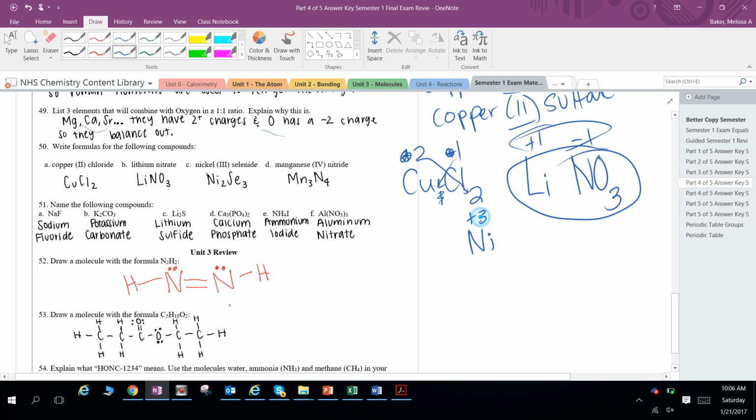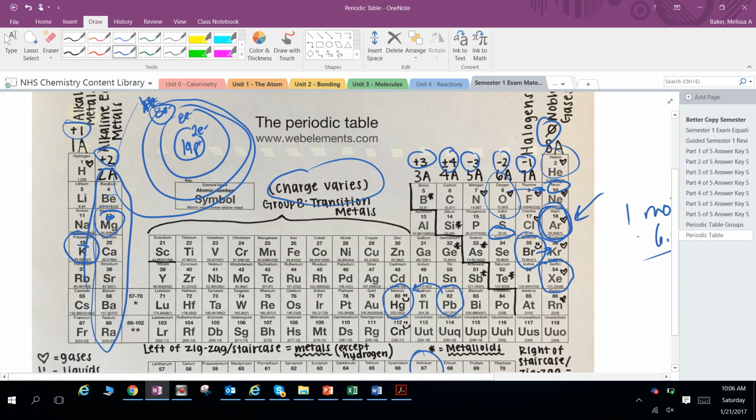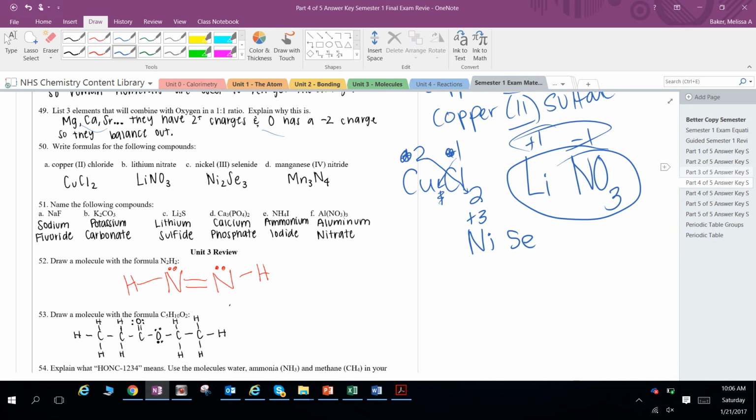Nickel with a +3 charge, and selenide, you have to look on the periodic table, find it, and say, okay, what column is it in? It wants to form a -2 charge. Okay. Ignore the charges and just crisscross the numbers. Ni2Se3, that's your answer. Same thing here. Here's a Roman numeral 4. Nitrogen wants to form a -3 charge, so you crisscross those charges.